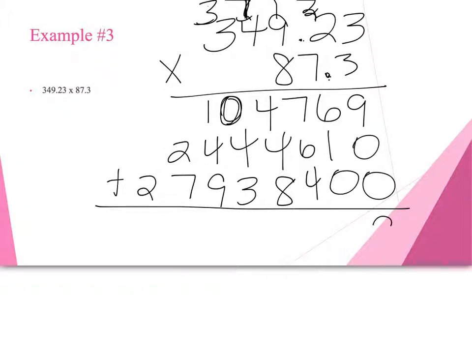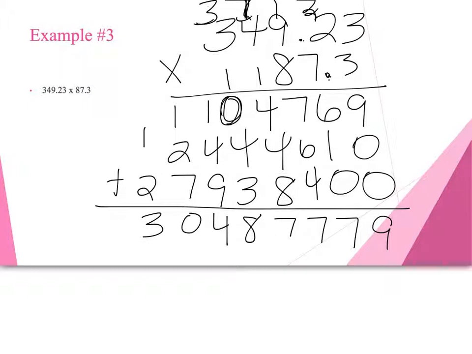Okay, we're going to go ahead and add straight down. 9. 6 plus 1 is 7. 7 plus 6 is 13. Plus 4 is 17. 8 plus 4 is 12. Plus 4 is 16. Plus 1 is 17. 3 plus 4 is 7. Plus 1 is 8. 9 plus 1 plus 4 is 14. 7 plus 2 plus 1 is 10. And 1 plus 2 is 3.